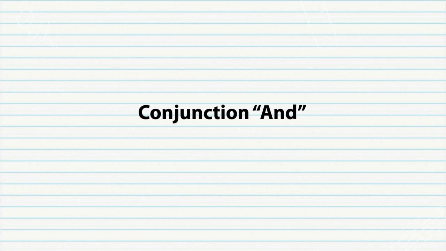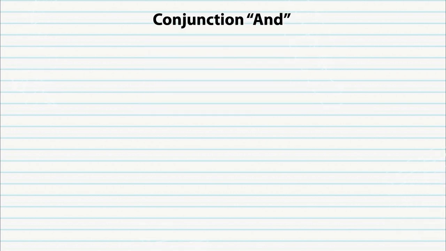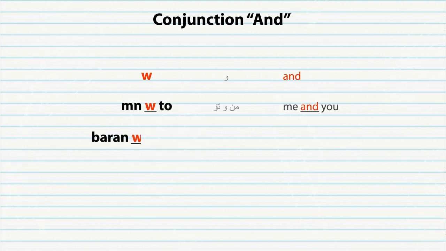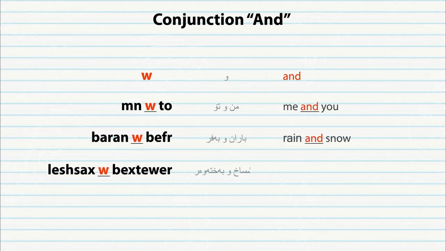Conjunction word and. A very useful conjunction word in Kurdish is the word u, meaning and. For example, min u to, baran u bafr, lashsagh u bakhtewar.